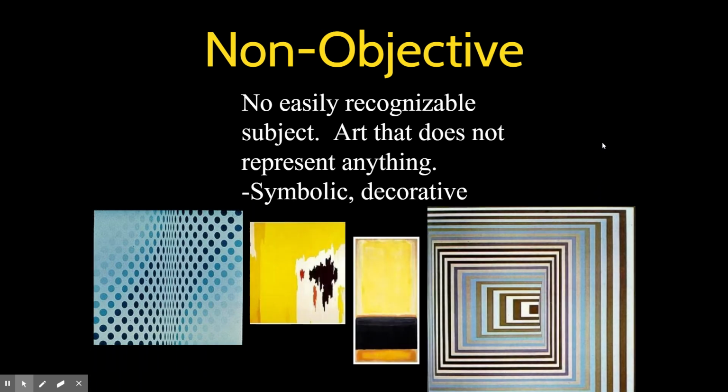There's no discernible image in any of his pieces. So this is the big difference between abstract and non-objective art. Abstract art, artists are still trying to perceive or tell you about an image or a message. And non-objective, it's colors and lines.